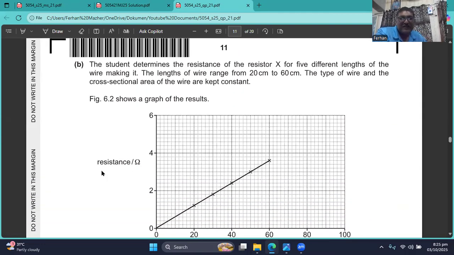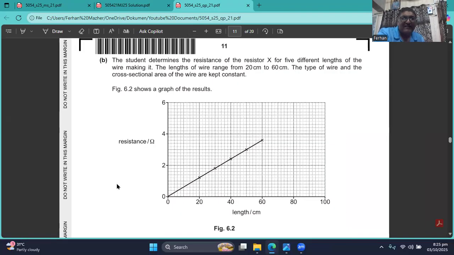Okay, so question number 6, B part. The student determines the resistance of the resistor X for 5 different lengths of the wire, with the length ranging from 20 centimeter to 60 centimeter. The type of wire and the cross-sectional area of the wire are kept constant, so the only difference between the wires is their length. Here a graph is shown, with the resistance in ohm on the y-axis and the length in centimeter on the x-axis.